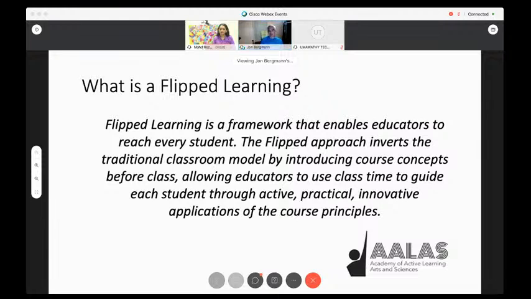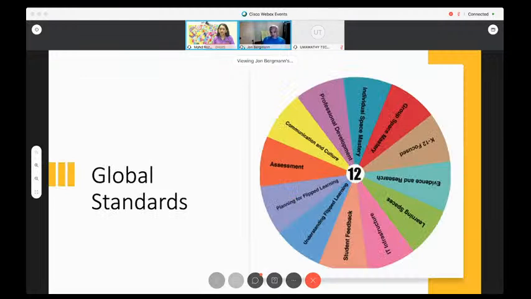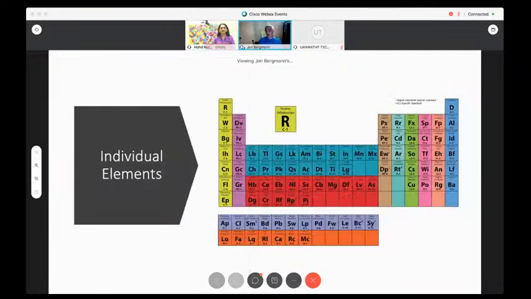This same group also came up with the flipped learning standards at that same website, aalasinternational.org. We came up with the global standards, and it turns out there are 186 standards. Of those 186, we categorized them into 12 categories that you can see right there. It takes the form of, it looks like, the chemistry periodic table. These are the individual elements of an effective flipped classroom, whether it's done online or face-to-face. And what we're talking about today, ultimately, is one of the categories.